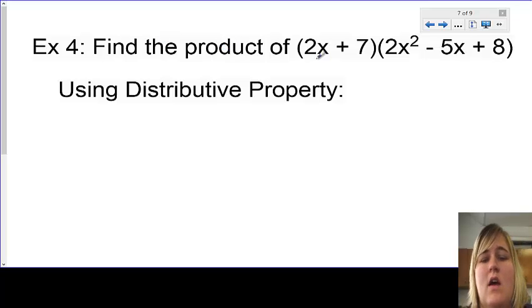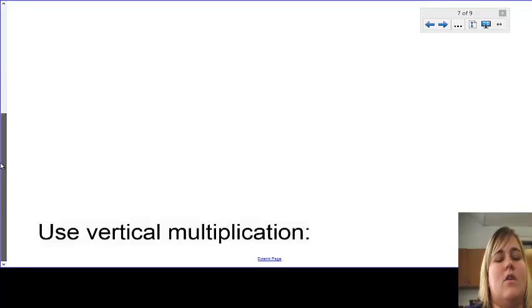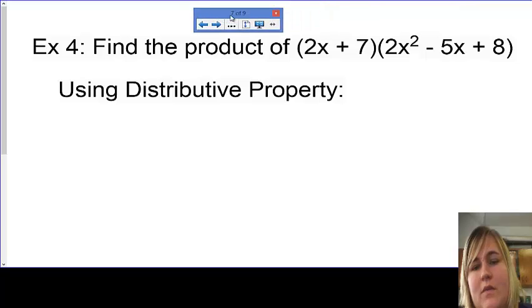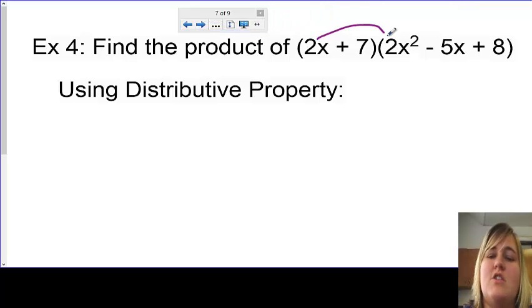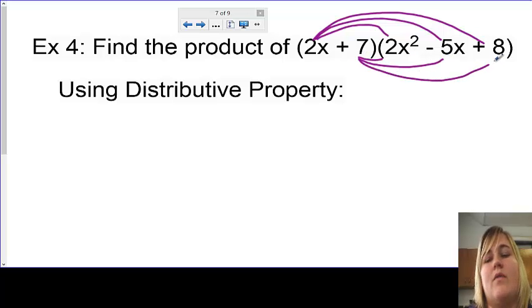Find the product of this quantity, and then it wants us to use the distributive property and vertical multiplication. What we're going to do is we're basically just going to FOIL here. Okay, so we're going to take the first term to everything on the inside, and then we're going to take the second term to everything on the inside, just like when we FOIL.